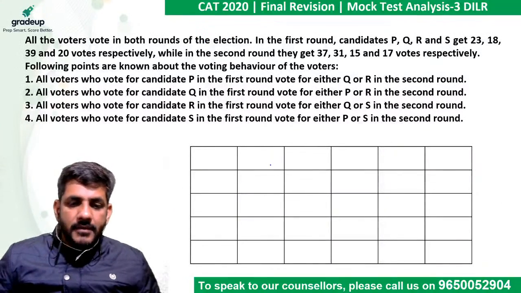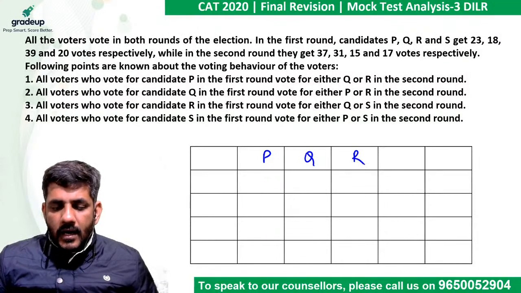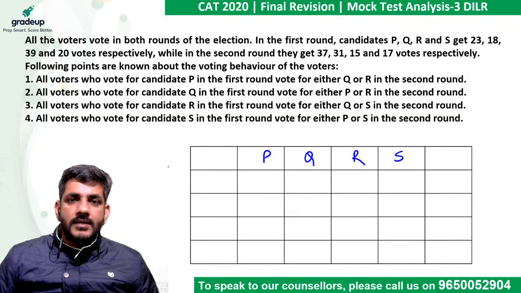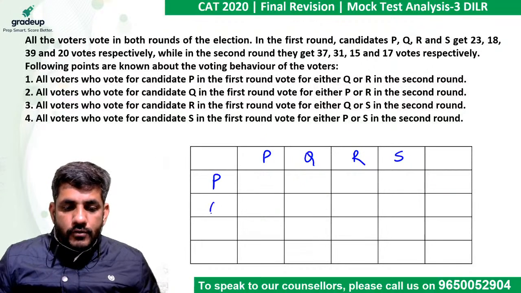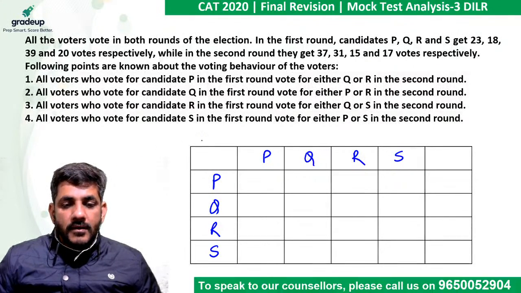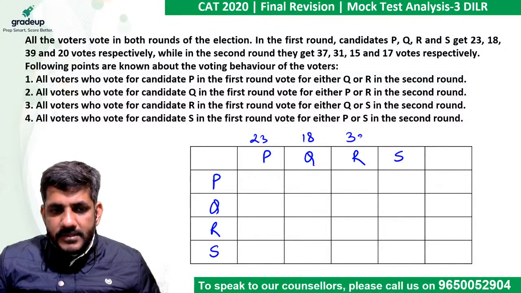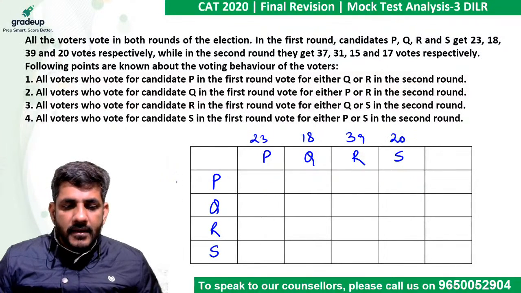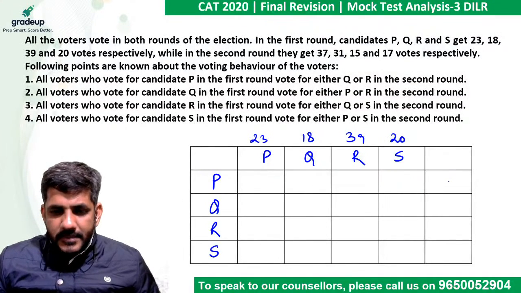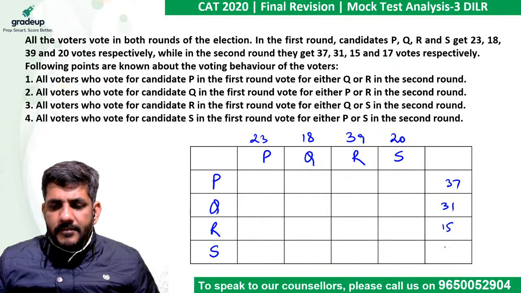So I have made this table on the next page. We have P, Q, R and S with us, right? And how many of them moved towards P, Q, R and S? This I would be writing here. इनमें से कितने कितने move कर गए? So initially P में कितने votes थे? 23 votes थे. Q के पास 18 थे. R के पास 39 थे. S के पास 20 थे. And finally इनके पास कितने कितने votes थे? 37, 31, 15 and 17.